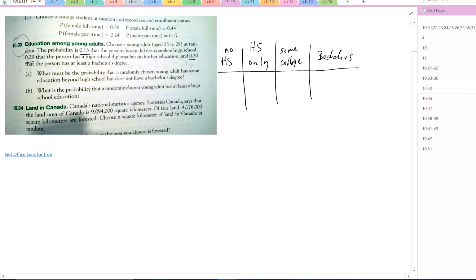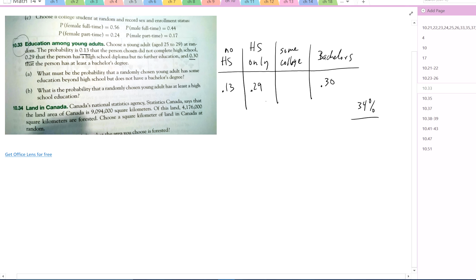Right? So we've got no high school is 13%. High school only, and no further education, is 29%. And a bachelor's degree is 30%. I just read somewhere recently that the most current data is actually 34% of the population has a bachelor's degree currently. So we've got no high school, high school only, bachelor's degree.